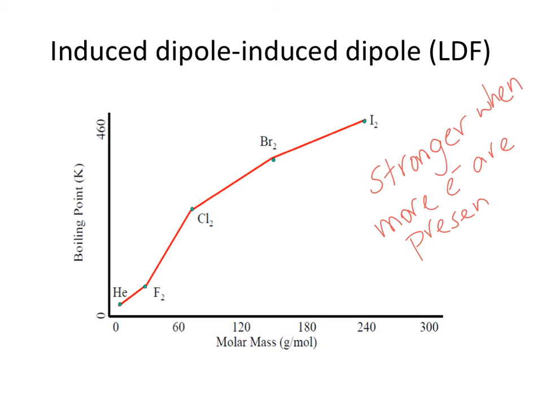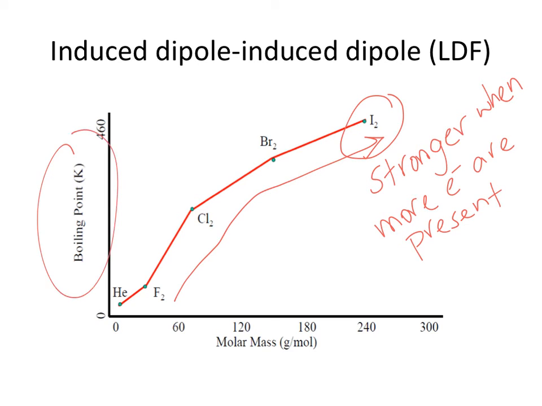Because there's more electrons in the molecule, there's a greater probability that an instantaneous dipole can be produced, which will induce a dipole in neighboring atoms or molecules. So if you look down the halogens from fluorine, chlorine, bromine to iodine, iodine is the largest and has the greatest boiling point, which is an indicator of IMF. And fluorine is the smallest, which has the smallest boiling point, which means it has the weakest intermolecular forces. Helium is even smaller than that.